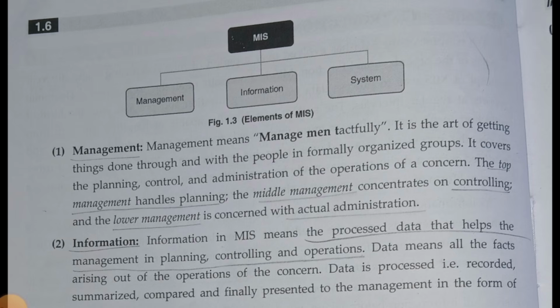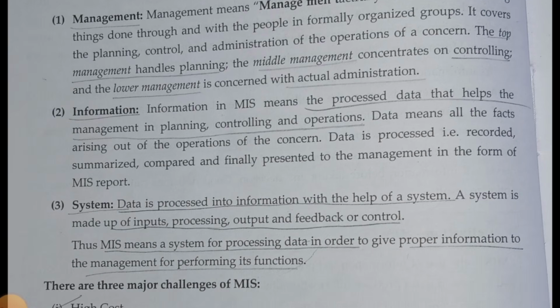What will information do? It will give the processed data. Whatever raw data is collected, it will give the processed data. System is nothing but implementation of the things. You have decided everything, you are getting the data, you have planned everything, you need to implement it. That is a systematic manner. When you work in a systematic manner only, you will get the output. If you simply sit and expect, you will not get the output. You need to work on it; that is called system. When they ask for the elements of MIS, you need to present these three elements.